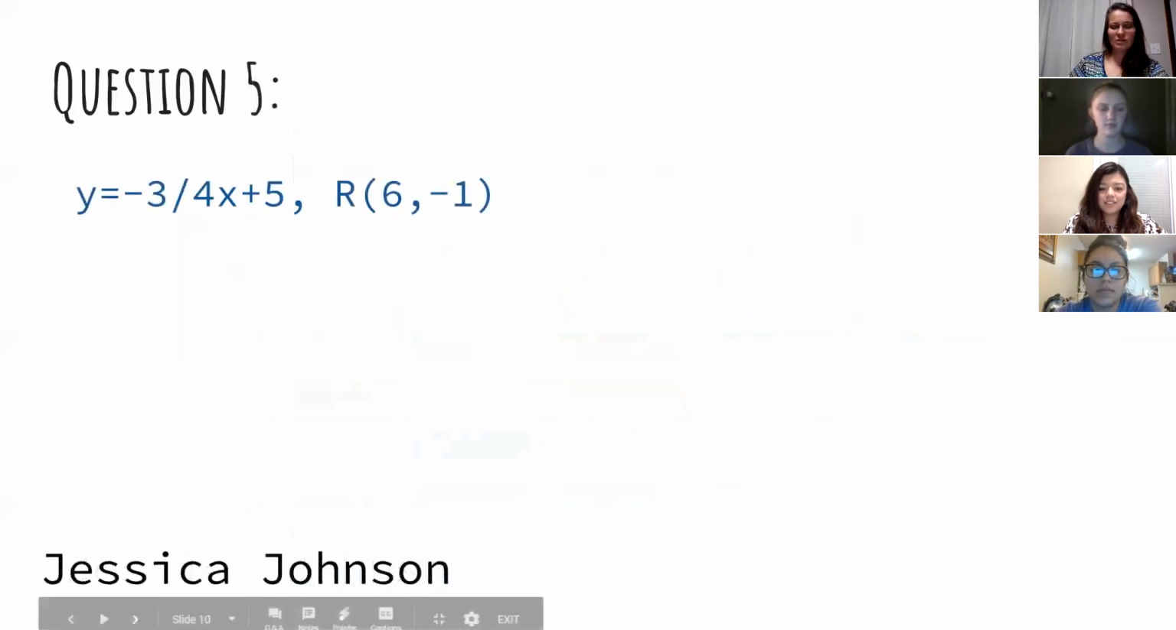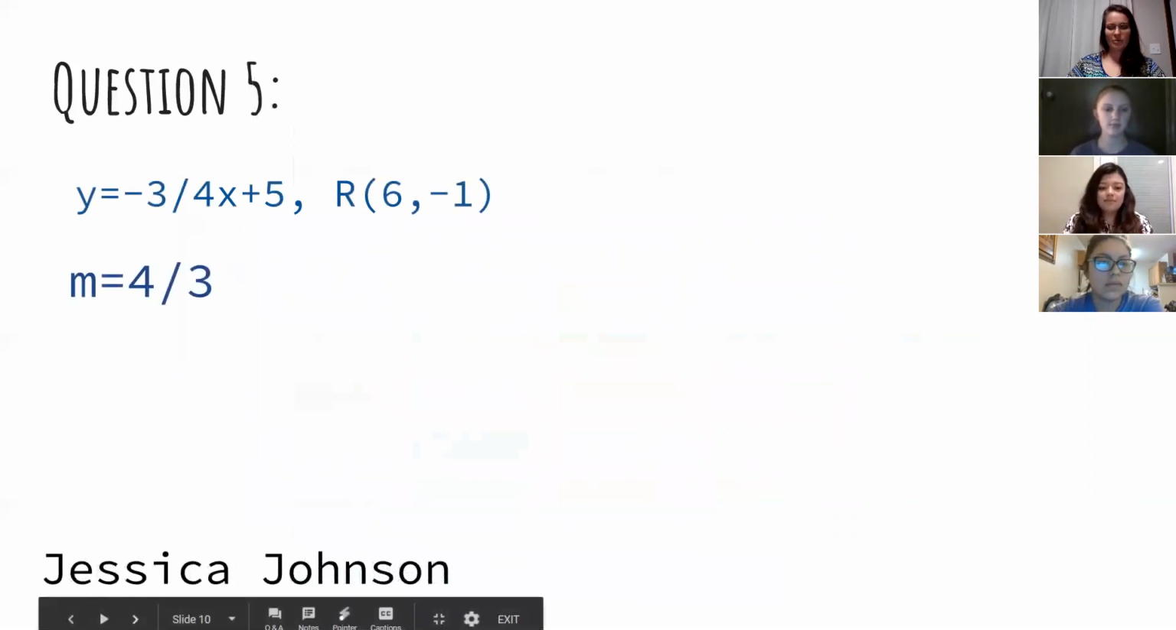From this equation, we can determine the slope and a reciprocal slope for a perpendicular line. In the given equation of y equals -3/4 x plus 5 with a point of (6, -1), can you tell me what the slope is and how to figure the slope? Yes, Claudia, let me explain. Looking at the equation, the slope is -3/4, because of the linear equation y equals mx plus b. We are finding the slope of a perpendicular line, so we need to find the reciprocal slope of 4/3.